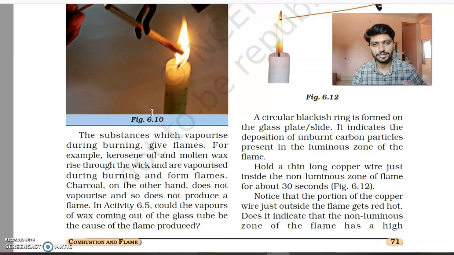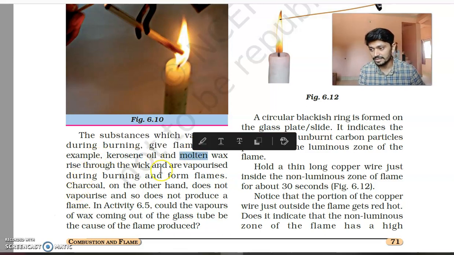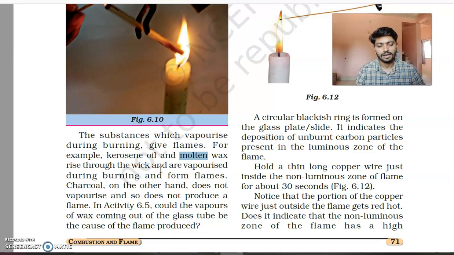So what does this experiment say to us? Well, the experiment says that there are certain fuels that, when you burn them, vaporize directly. Such substances produce a flame when they are burning. But on the other hand, there are substances which do not vaporize, and they do not form a flame. For example, fuels like petroleum products, kerosene oil, wax, petrol, diesel, all these directly vaporize as soon as they start burning. Hence, when they are burning, they create a flame.